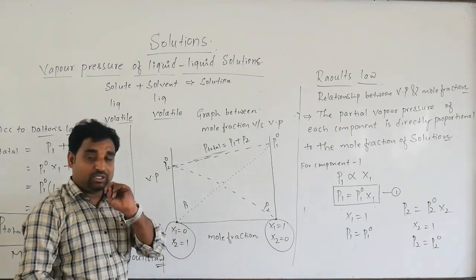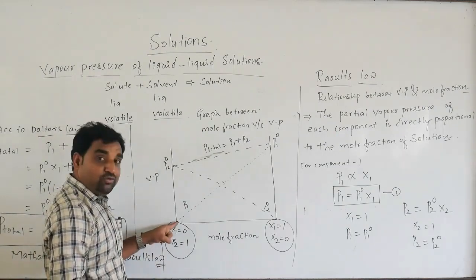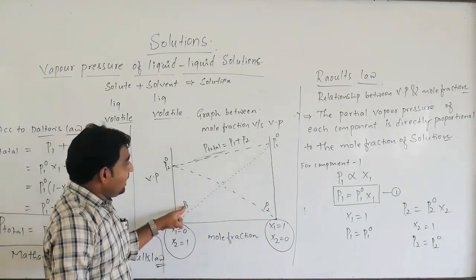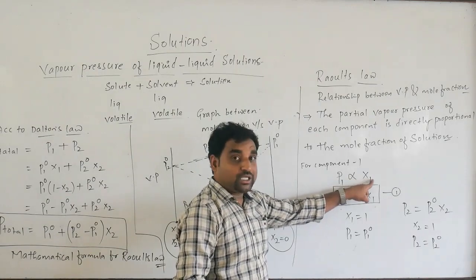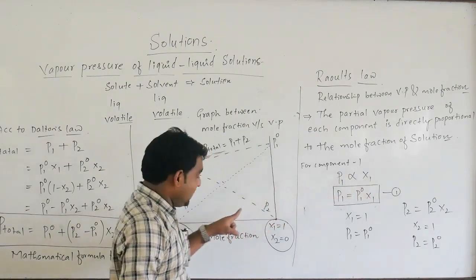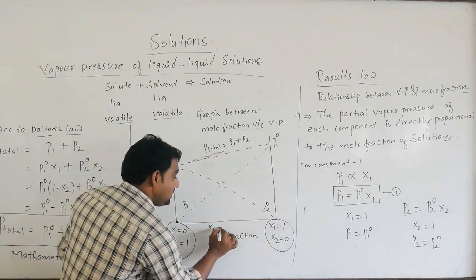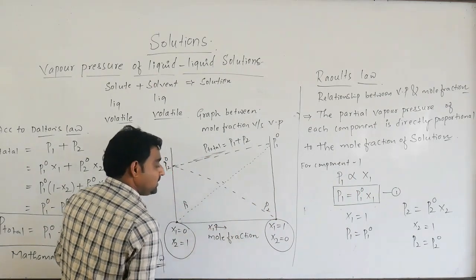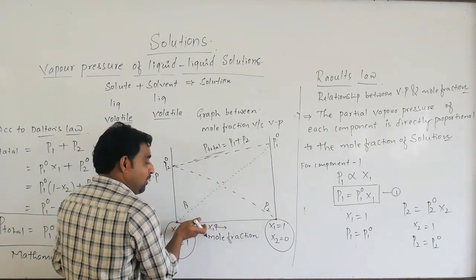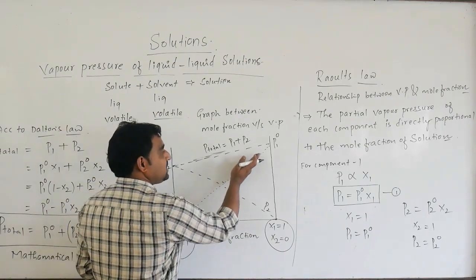There are two components in the solution. Both are volatile. These components start from 0. First one: if P1 is 0, since P1 is directly proportional to x1 according to the mathematical form, x1 is also 0, hence we take x1 on this side. As x1 increases, the mole fraction of the first component increases. If the number of moles increases, the vapor pressure also increases, hence we get a straight line here.